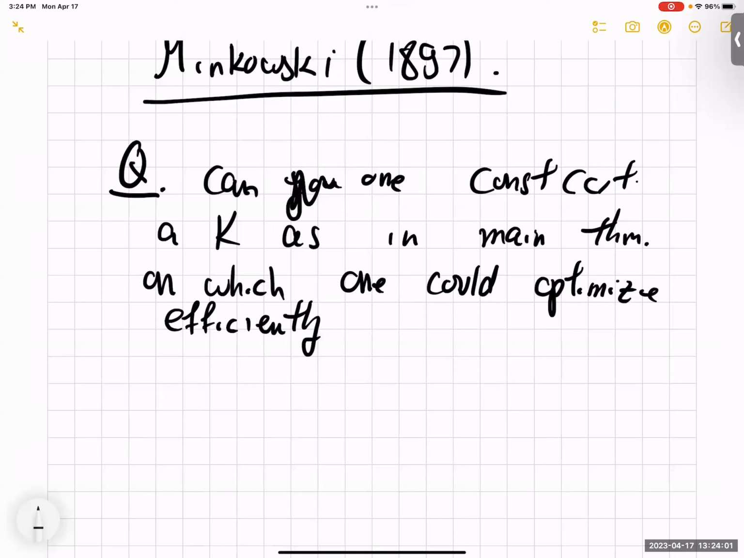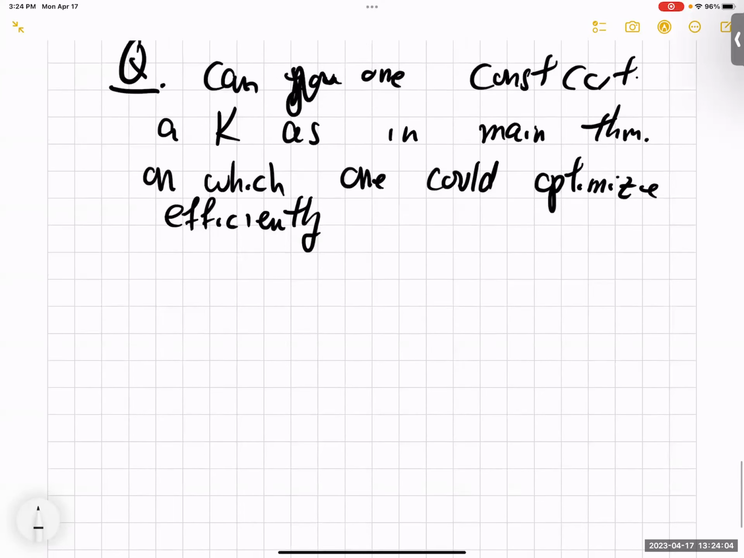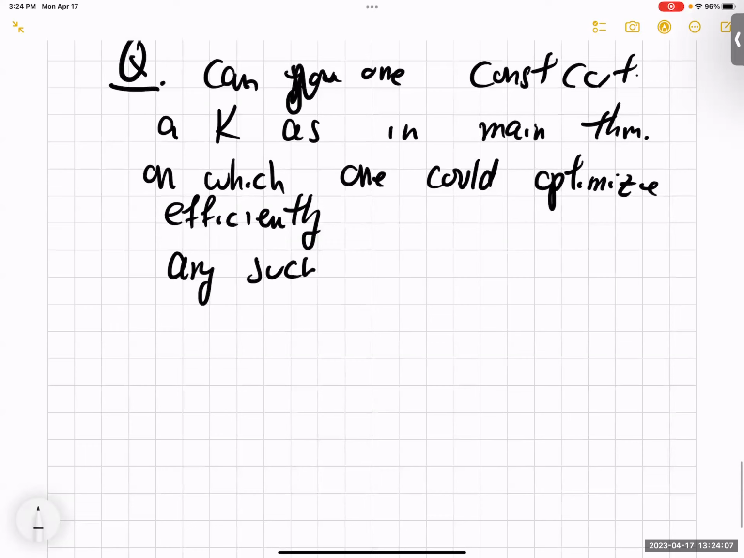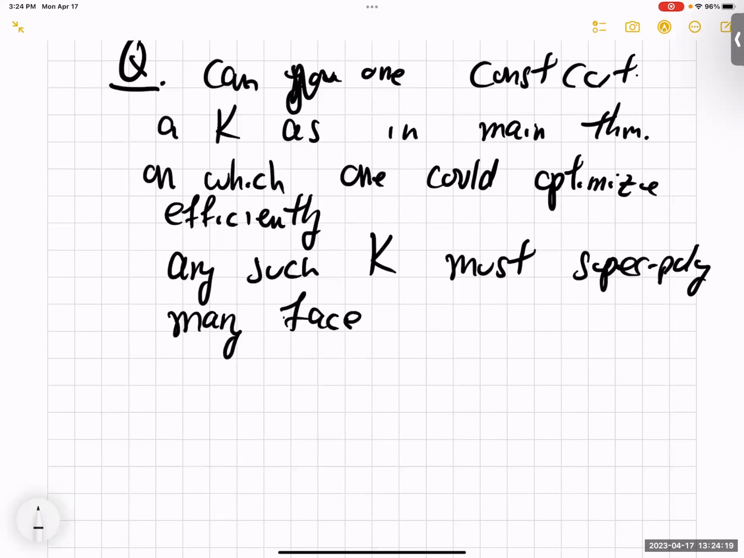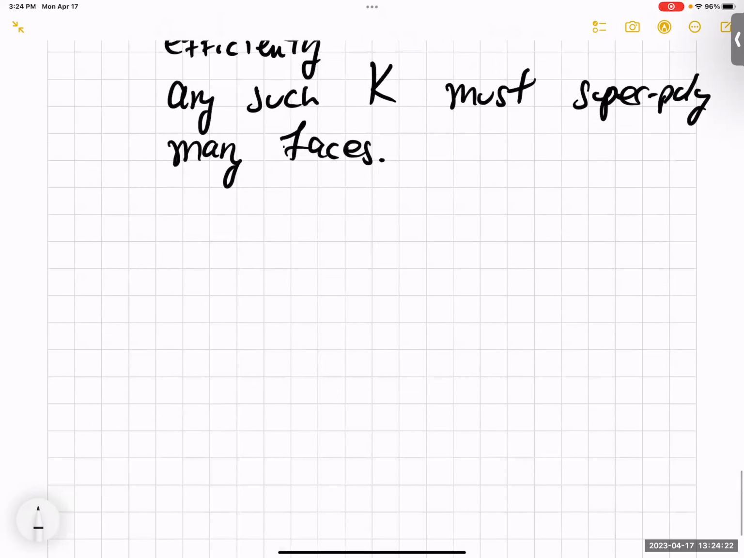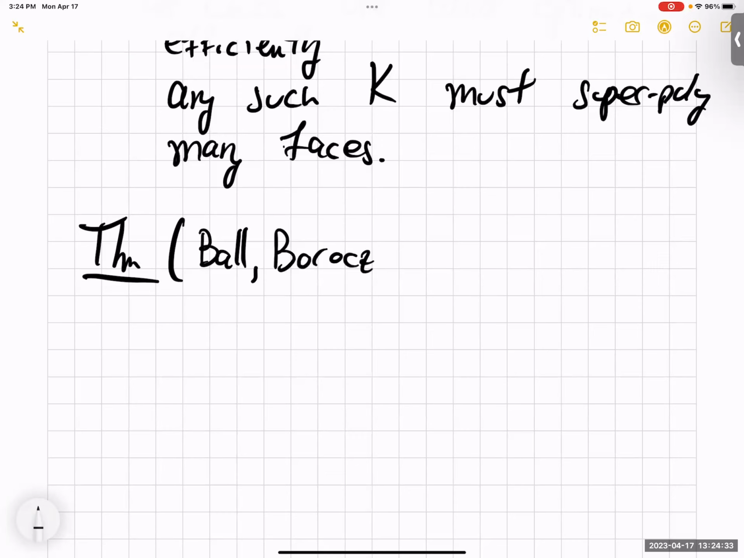It's nothing like the cube. For one, any such K must have polynomially many faces. This is because you can improve, so here's a theorem. It's part of a work in progress with Kifbal, Kawai Bowotsky. You can improve the isoperimetric theorem for polytopes. It's not a huge surprise, but you have to prove something.